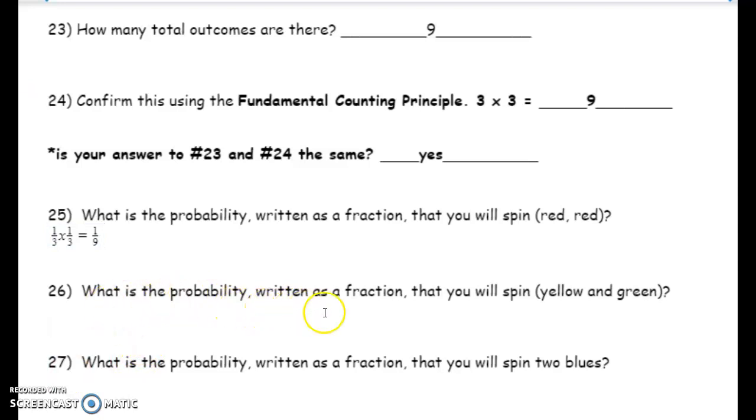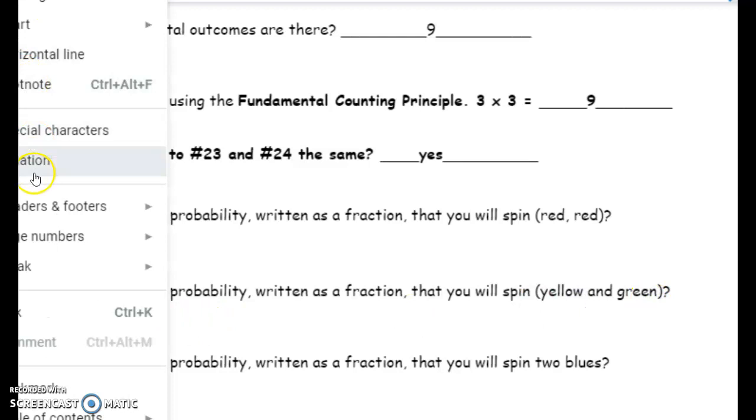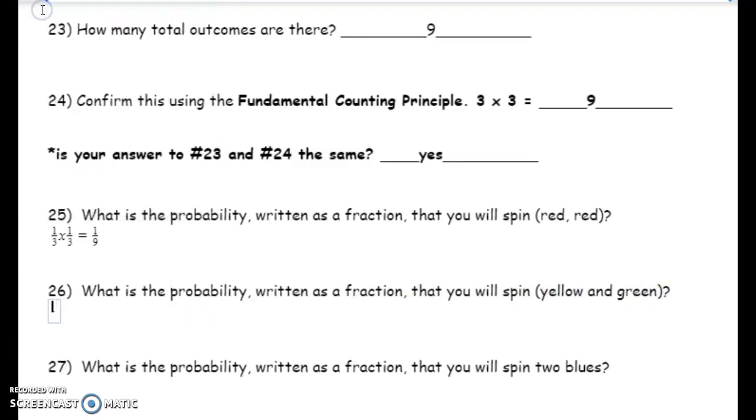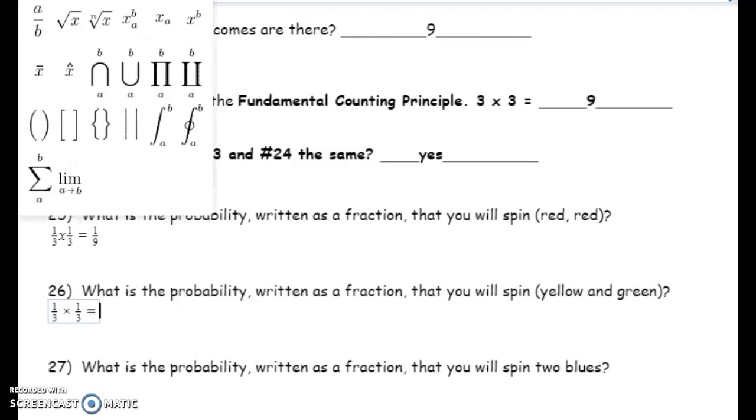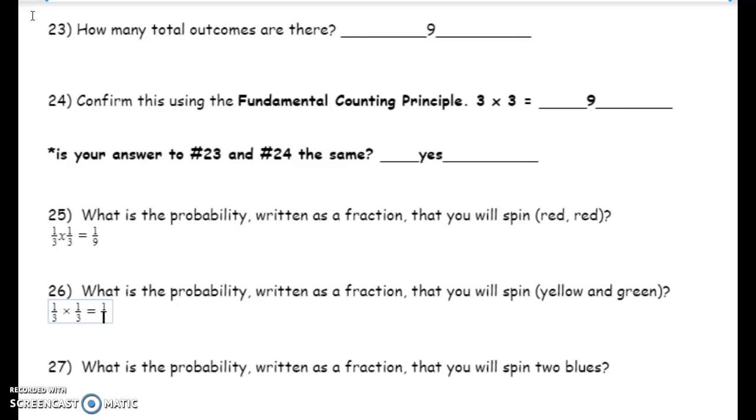Now, what is the probability written as a fraction to spin a yellow and a green? So let's put our fractions, and we know the probability of getting yellow. We have 1 yellow out of 3 colors. And in the second spin, we're going to multiply it by, we have 1 green out of the 3 colors, which is 1 over 3 again. And this also comes out as 1 over 9.